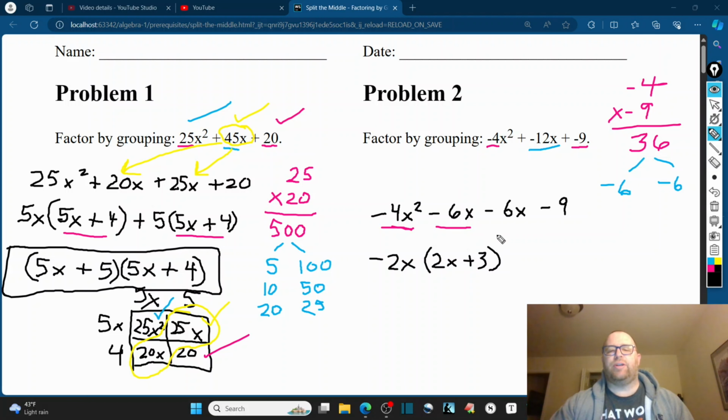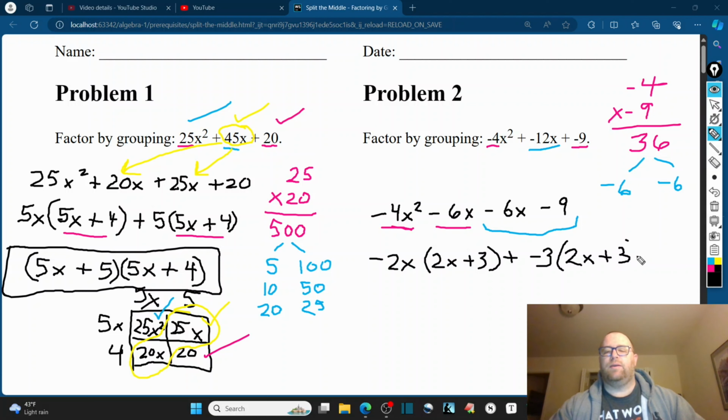Okay, and then I'm actually going to do a plus, and then this part. So we're going to consider the greatest common factor of -6x and -9. That's going to be -3. So we're going to do plus -3. -6x divided by -3 is 2x. -9 divided by -3 is plus 3. We go now backwards here. We have the same binomial here. So 2x plus 3, 2x plus 3.